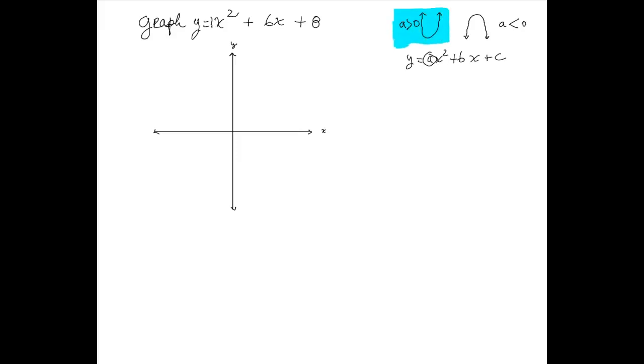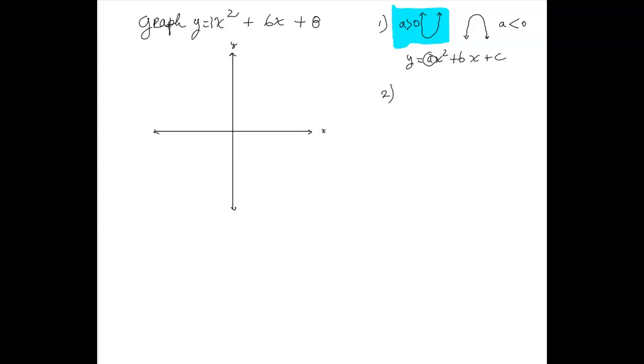All right. Next, what we want is basically finding what we call either the vertex or the axis of symmetry. They are kind of related. Let's talk about the vertex. So the vertex is either the lowest point on your graph in your parabola or the highest point.